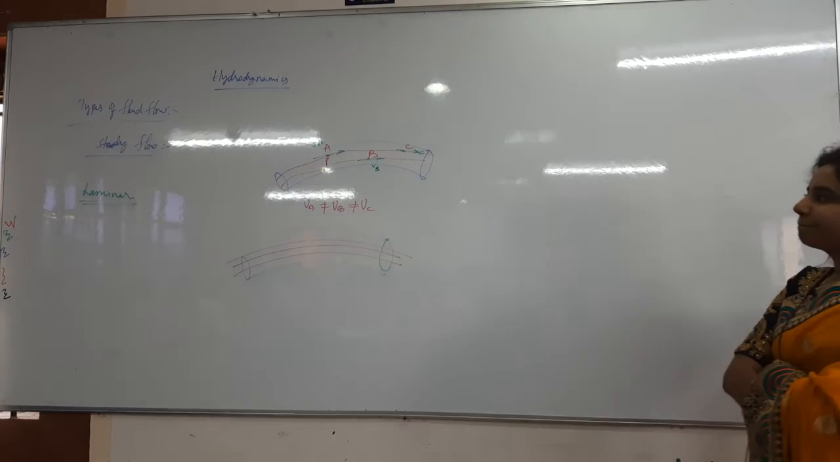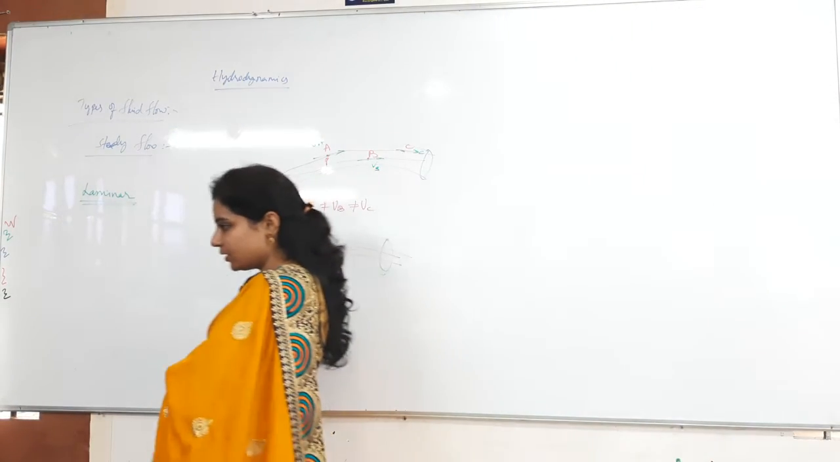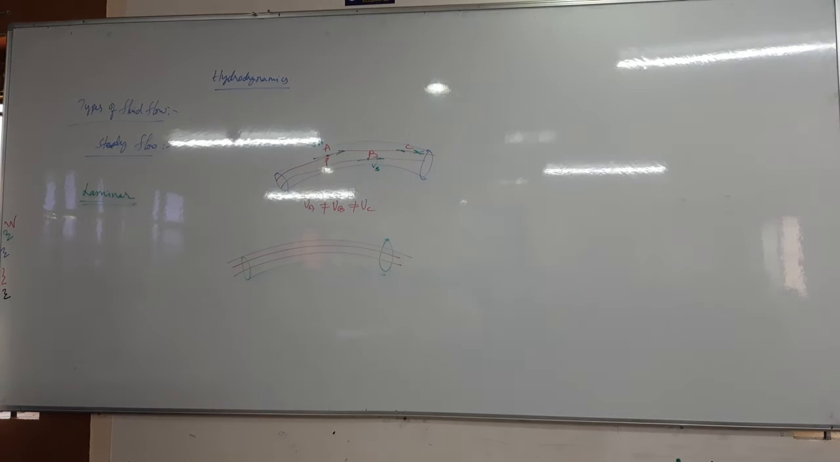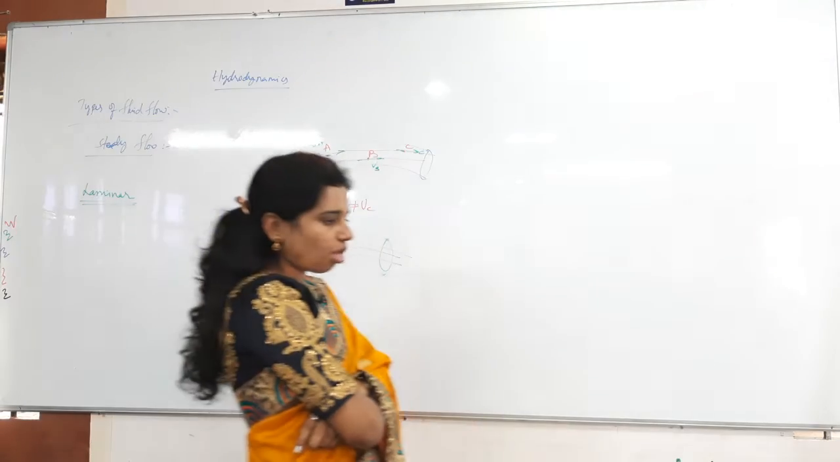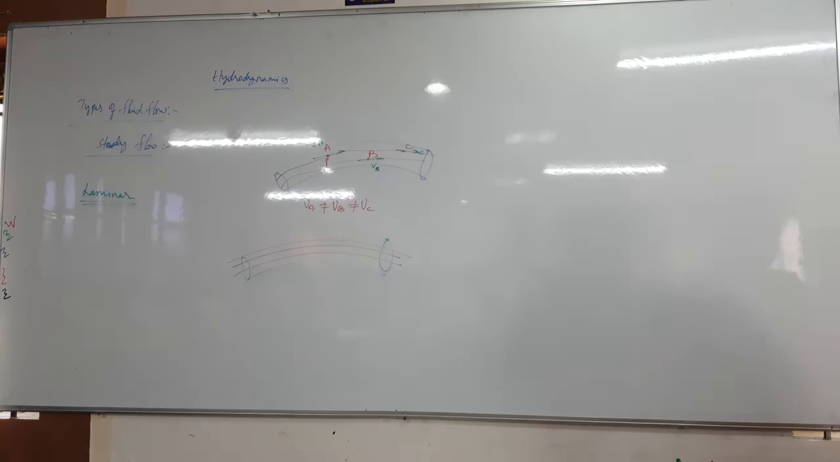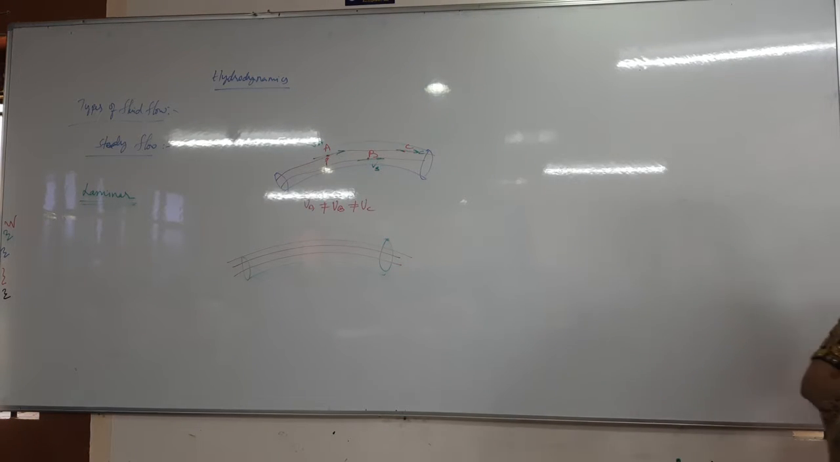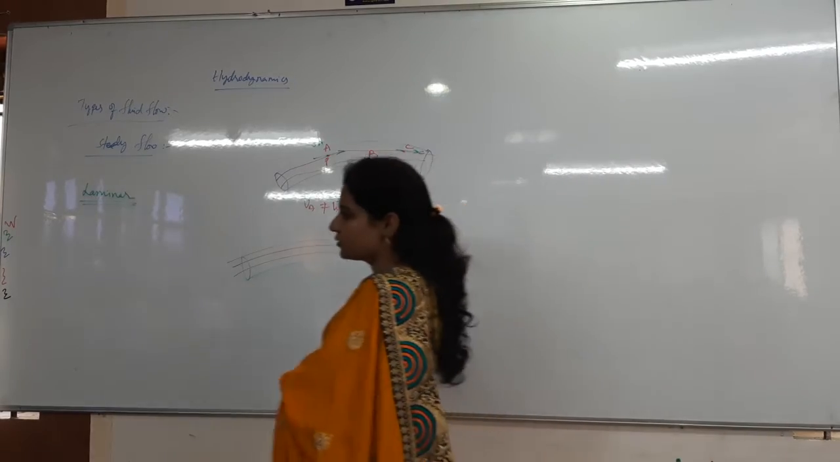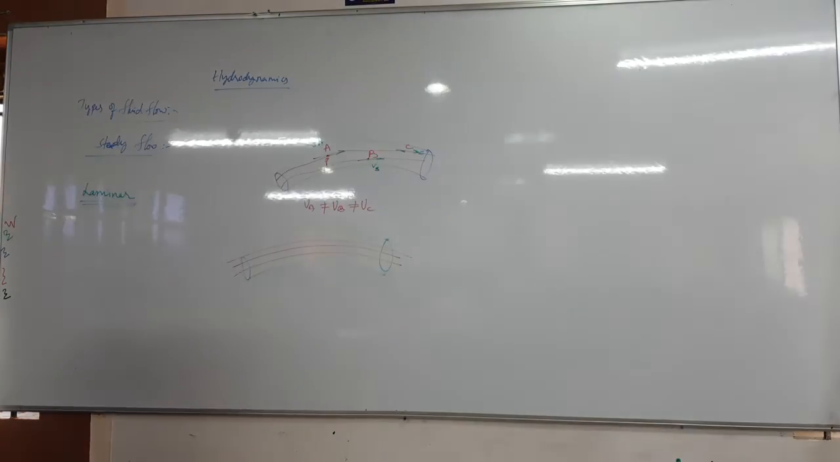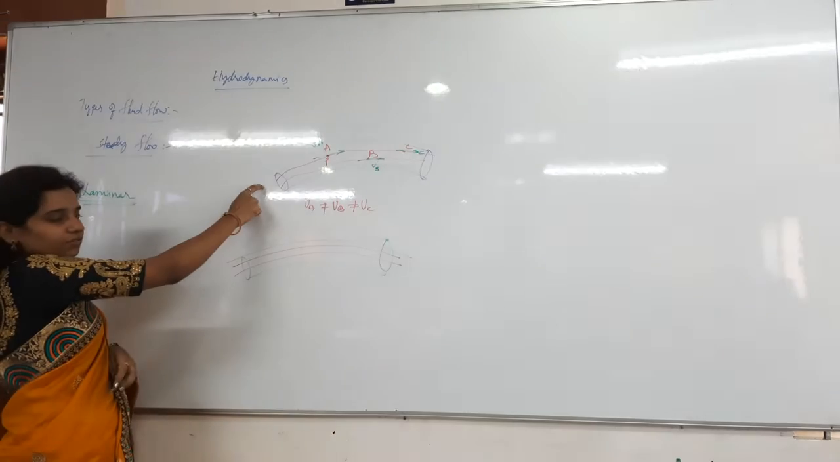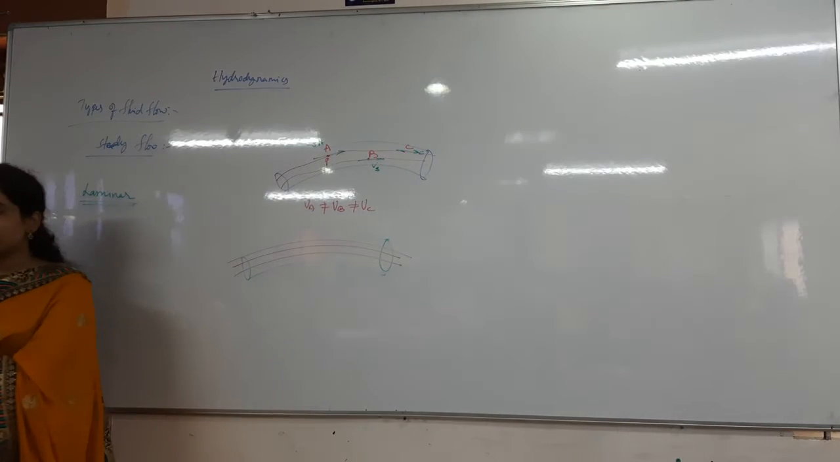In the next line, if the particles are having different velocities at one point, it is known as non-steady flow. Draw this diagram only for the steady flow. The diagram is only for steady flow.